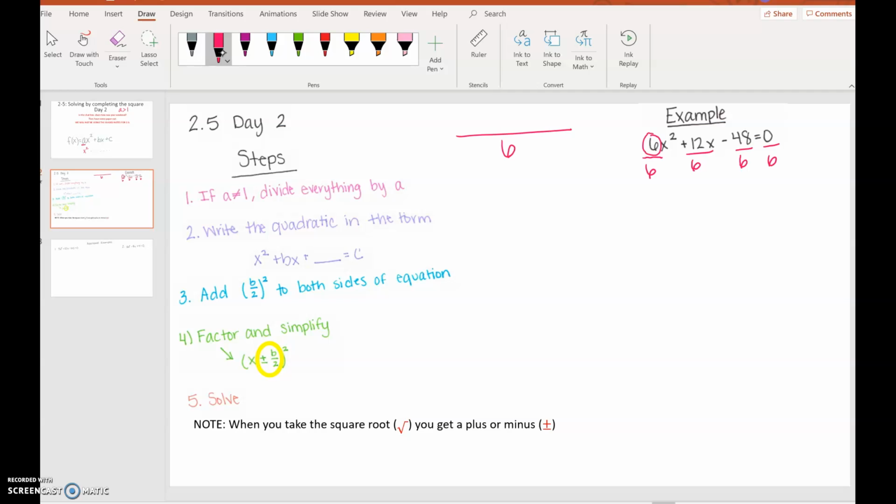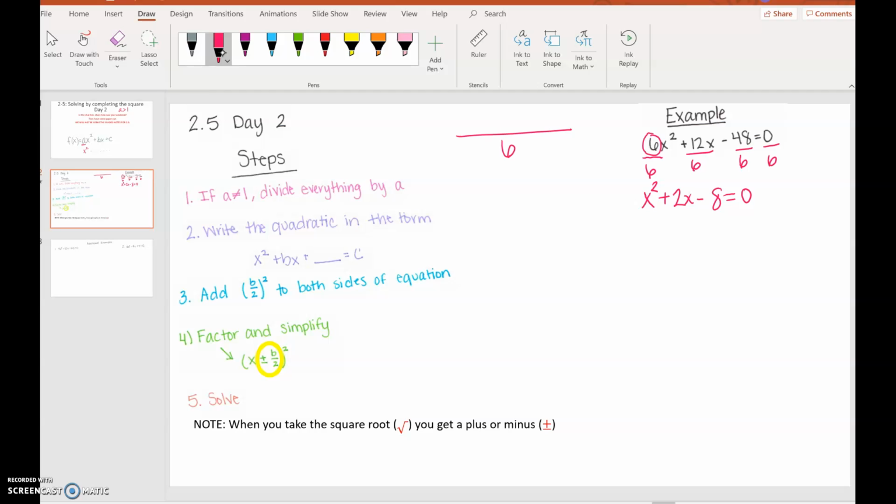So when we do that, 6 divided by 6 is 1, so we're left with just x squared. And then 12 divided by 6 would be 2, and our x is still there. And then negative 48 divided by 6 would give us negative 8, equals 0 divided by 6, which is still 0. So now I've done step 1.